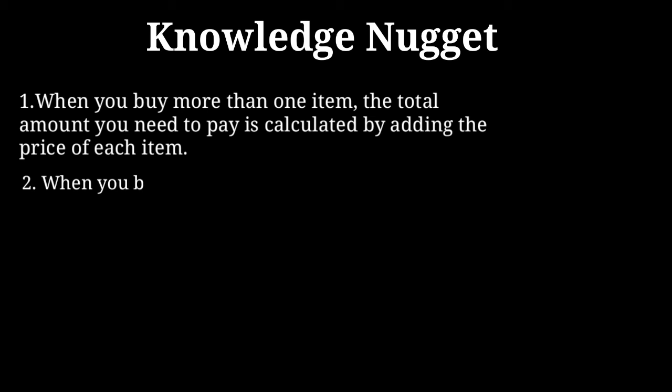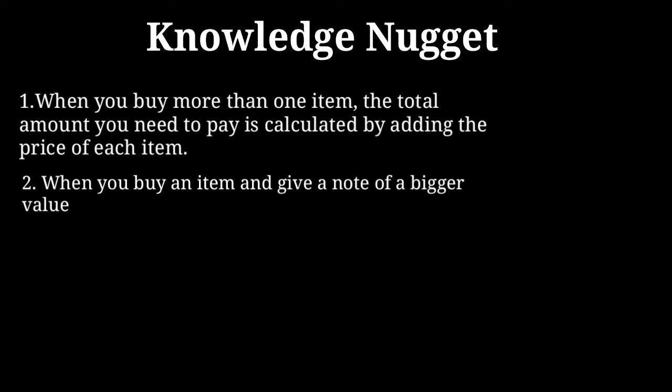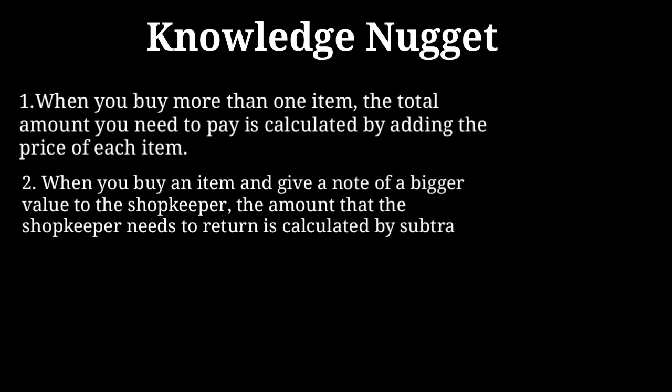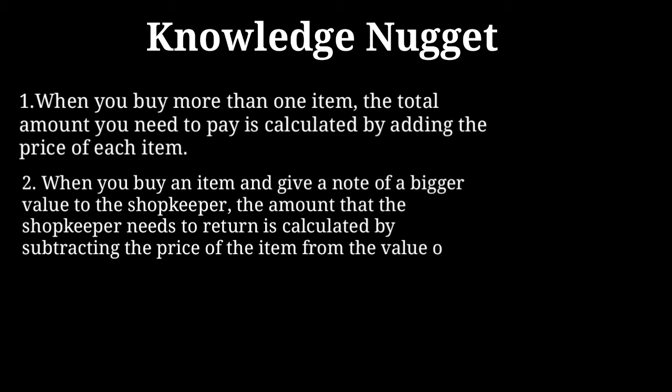And next one, when you buy an item and give a note of a bigger value to the shopkeeper, the amount that the shopkeeper needs to return is calculated by subtracting the price of the item from the value of the note. So if you are buying some item, you know the rate of that. If you are giving more than that, the shopkeeper needs to return some amount. How will you calculate that? Just subtract the two amounts. Then you can easily find the answer, which is the amount the shopkeeper needs to return to you.